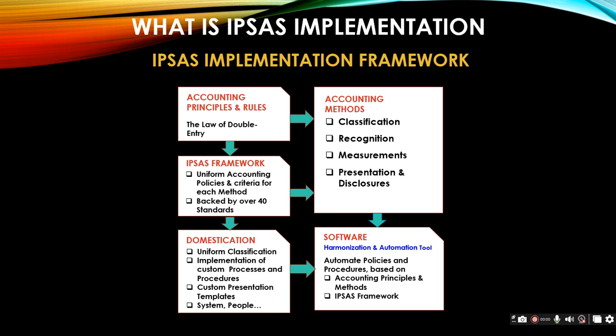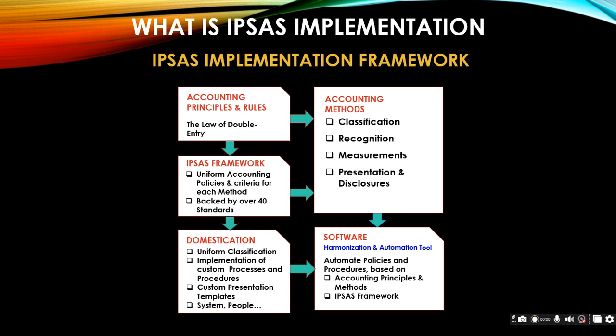What IPSAS does is that it prescribes uniform accounting policy and criteria for each of these methods, most especially recognition and measurement. You take, for instance, under accounting, we know that when we sell a product or service, we must recognize revenue. But IPSAS says, before you recognize that revenue, there must be some conditions to be met. In other words, IPSAS prescribes the requirement, the criteria, the caveat that is needed to implement these methods.